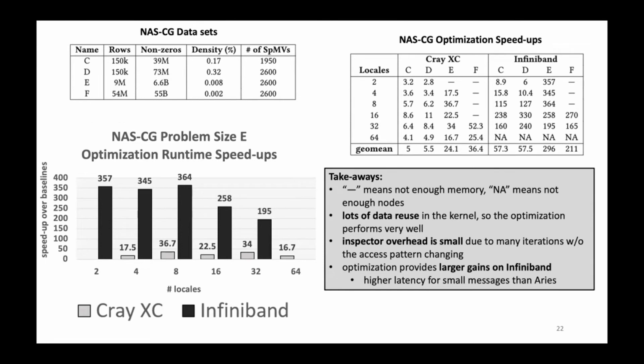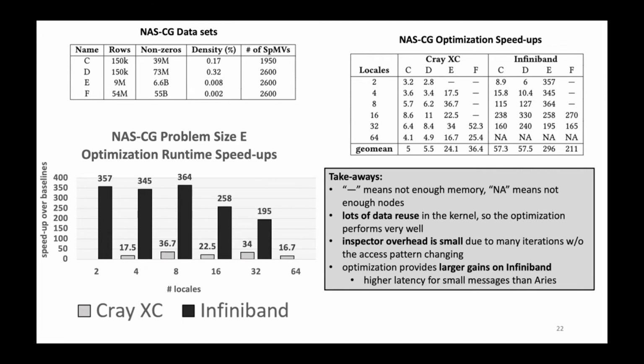On the top right, we have the table of the runtime speedups. So higher numbers in here are better. It's worth noting that a dash in this table means we didn't have enough memory to run the baseline. So as you can see, problem size F is quite large, so we couldn't do that unless we had 32 nodes on the Cray or 16 nodes on the Infiniband system. And the NA represents in the Infiniband column that we didn't have enough nodes. So it's a 32 node cluster rather than 64.